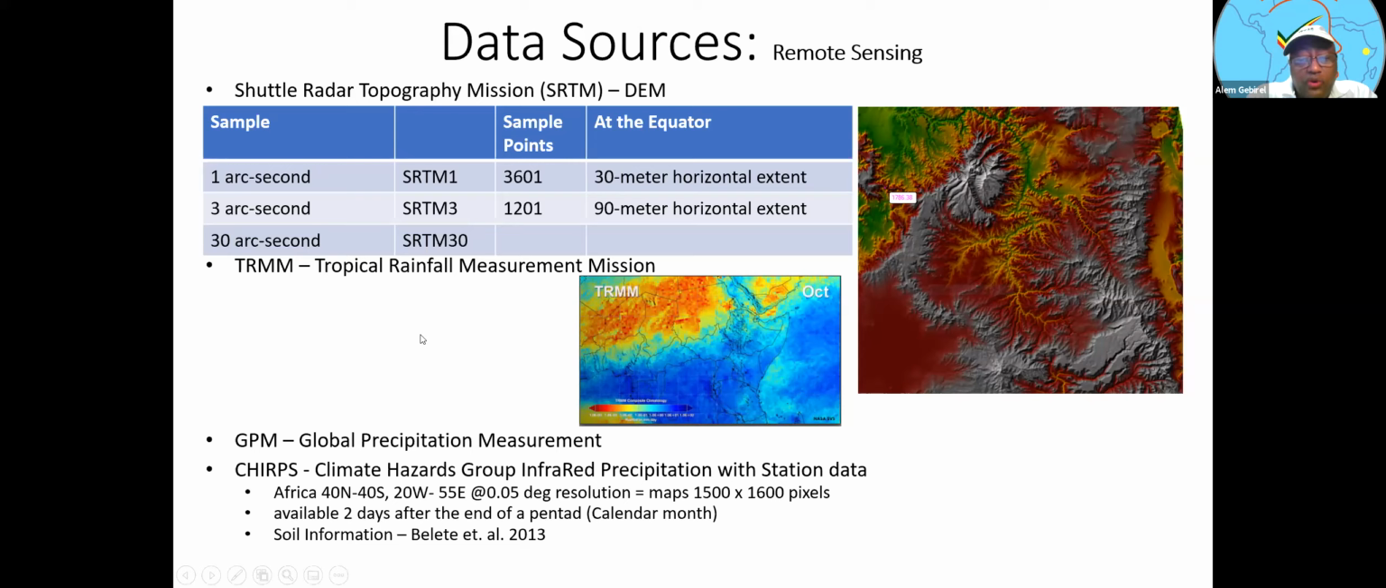You also need soil information to develop hydrology models. The soil information was graciously provided by Bellete et al. They provided me the shapefile, and I'm thankful for that cooperation. Next slide, please.